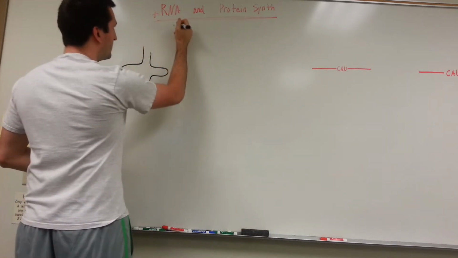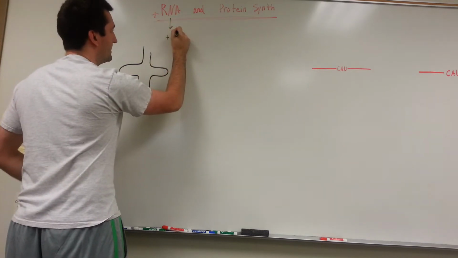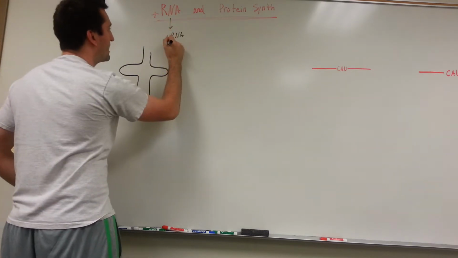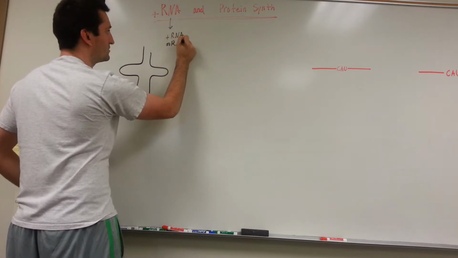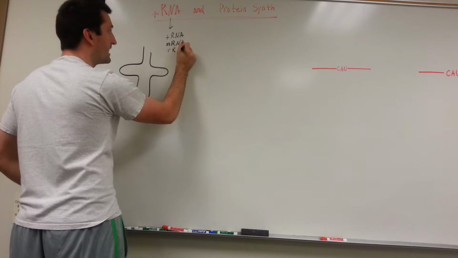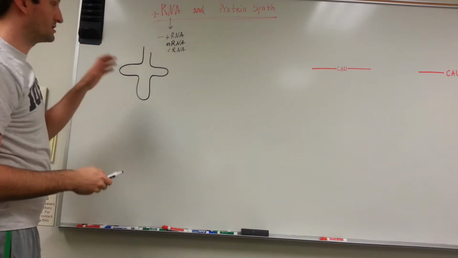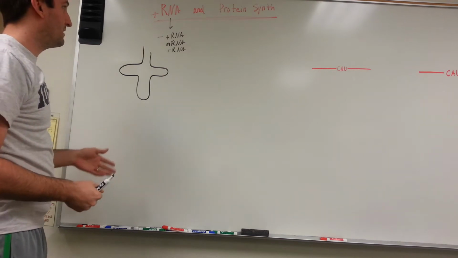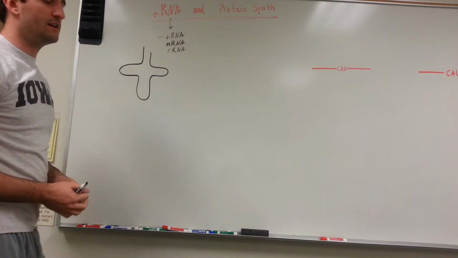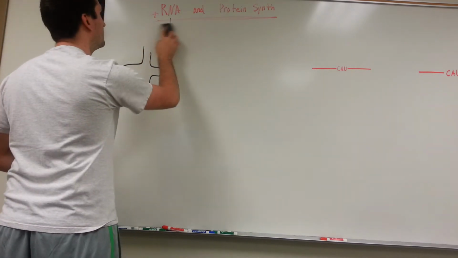Things that I would like to point out: there are three different types of RNA. You've got tRNA, which we'll talk about. We've got mRNA, which we'll also talk about a little bit. And then also you've got rRNA. The thing that I would like to highlight is that tRNA is going to be your smallest, generally made up of less than 100 nucleotides. So let's go ahead and get started.